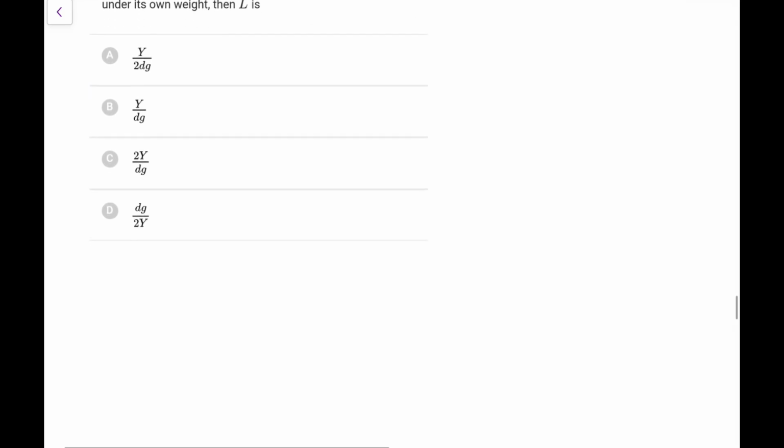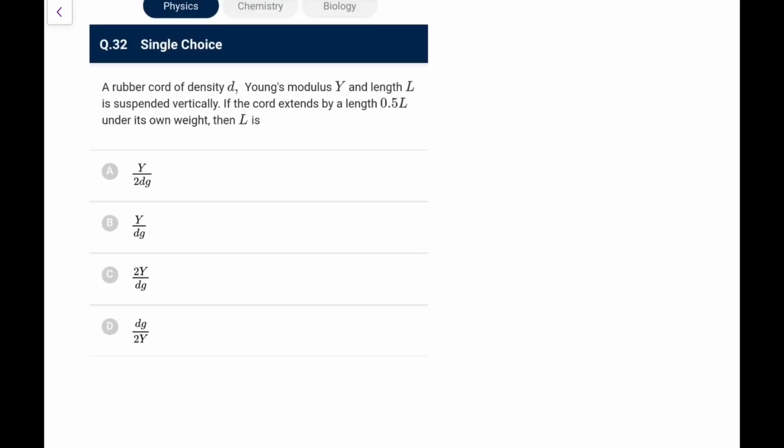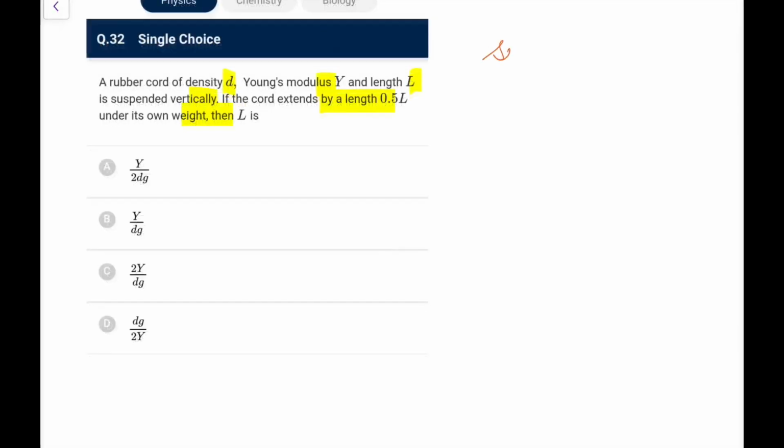Next, we have a rubber cord of density D, Young's modulus Y and length L, suspended vertically. If the cord extends by length 0.5 L under its own weight, then L. Now we know this formula, just remember this, because of its own weight it is called self elongation, delta L is mgL upon 2AY. This is a direct result we get from integration, better to remember it. I always tell my students to remember this.